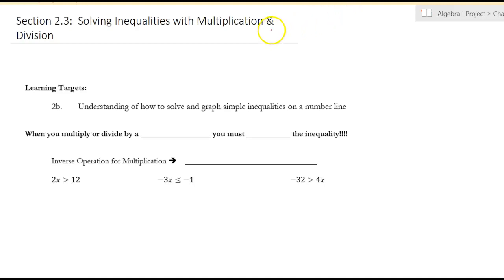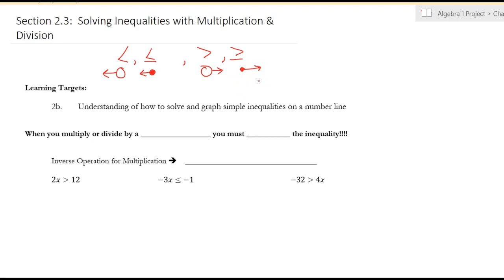Okay, so what we're working on in this section, section 2.3, is solving inequalities with multiplication and division. So remember, inequalities are less than, equal to, greater than, or equal to. Remember, the two without underlines are an open circle. Less than goes to the left, greater than goes to the right. And then my two with the underline are closed. And again, less than or equal goes to the left, greater than or equal goes to the right.